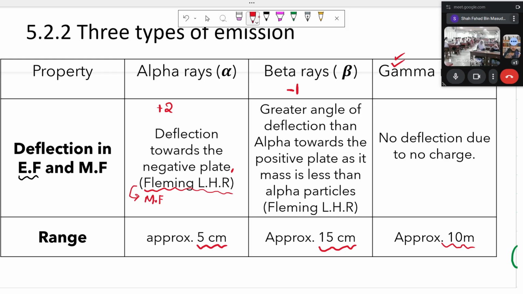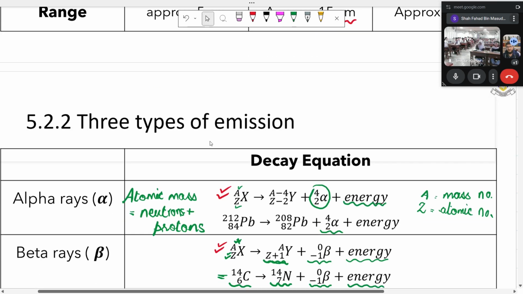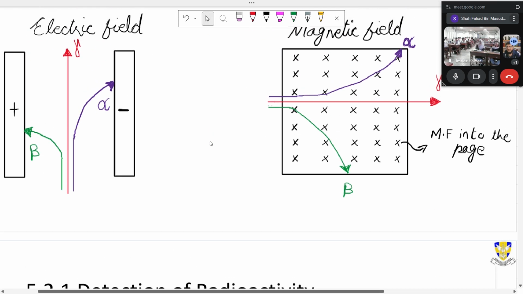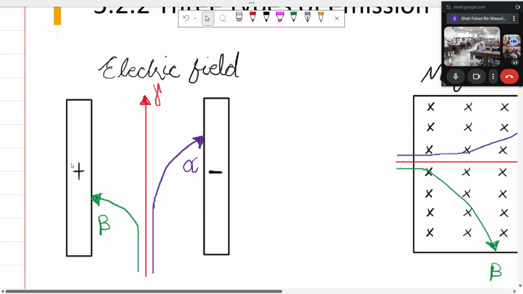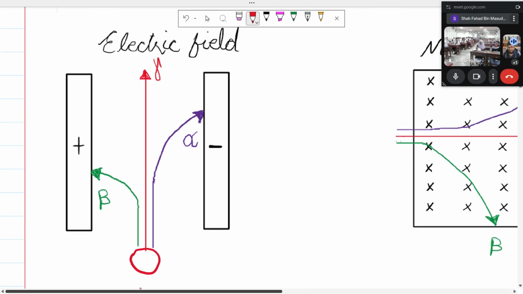When you introduce it into the electric field, the negative charge will move to the positive plate, and again it will follow the Fleming left-hand rule in the magnetic field. Now just look at this diagram, first the electric field diagram. We have some particle at the bottom, which is emitting the alpha, beta, and gamma particles. As I told you earlier, beta is a negative charge, so it will go towards the positive plate.